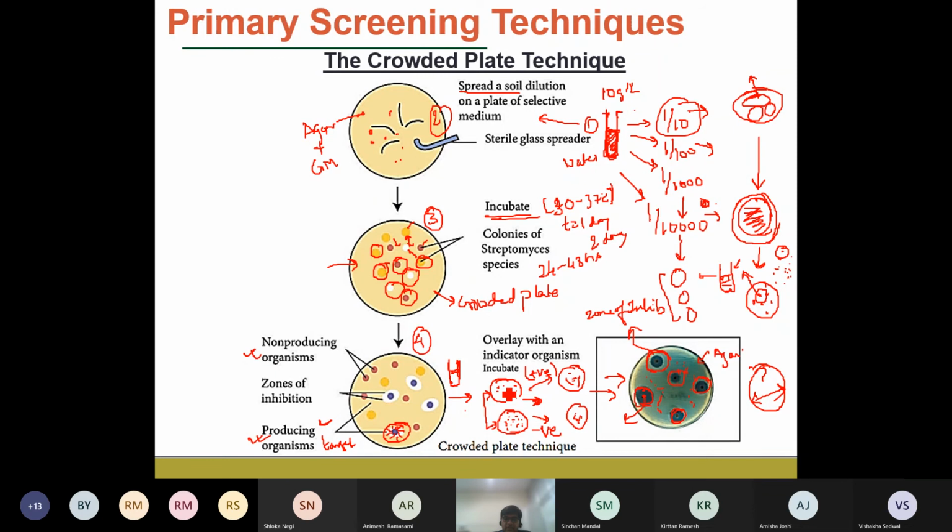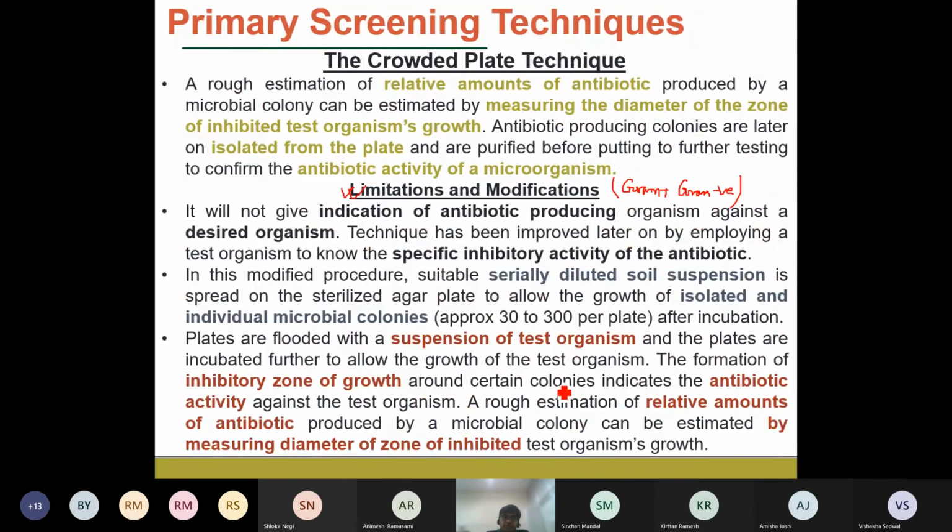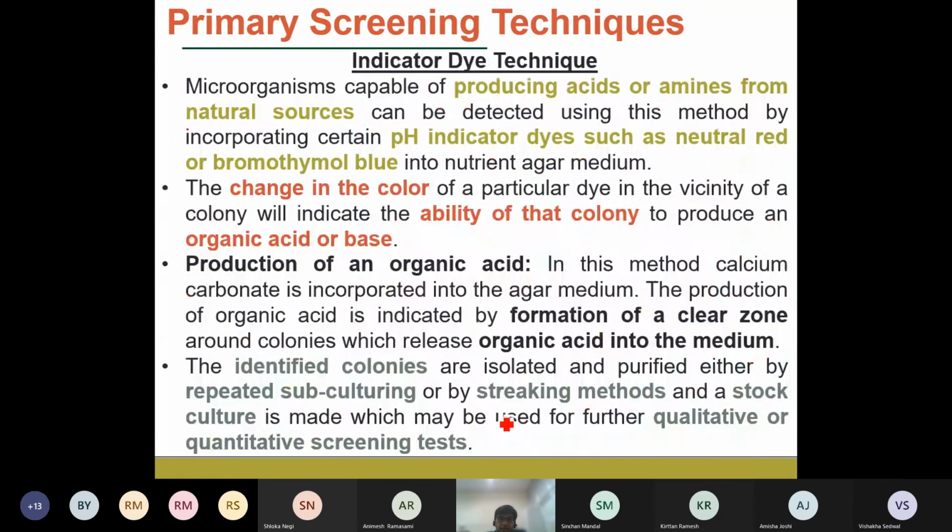So by making some slight modifications, where we add the test microorganisms onto these culture plates, which contain the individual colonies of the targeted microbes, this is what the crowded plate technique is.